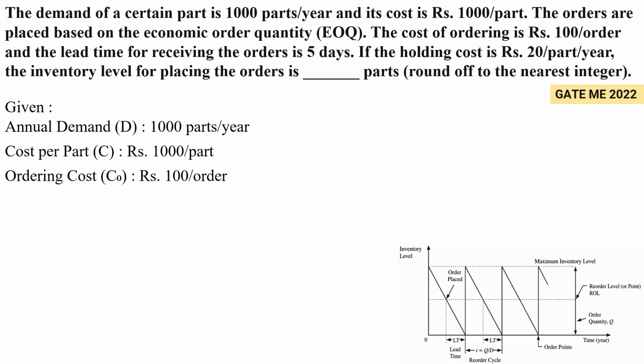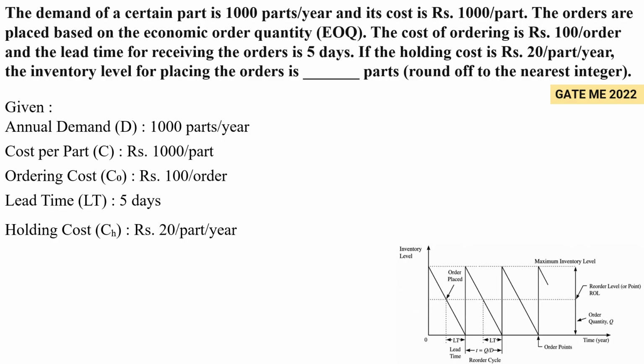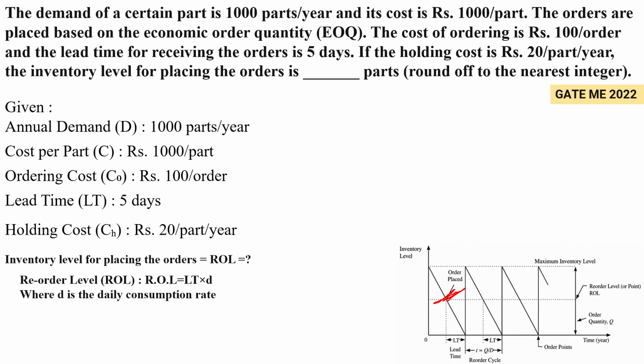So here I mention the ordering cost C0 equal to 100 rupees per order, and also given the lead time which is equal to 5 days. If the holding cost is 20 rupees per part per year, so holding cost or carrying cost is given CH equal to 20 rupees per part per year, then inventory level for placing the order is dash parts. So we have to determine the ROL, reorder level, and we know the relation of the ROL equal to the lead time into daily consumption rate.